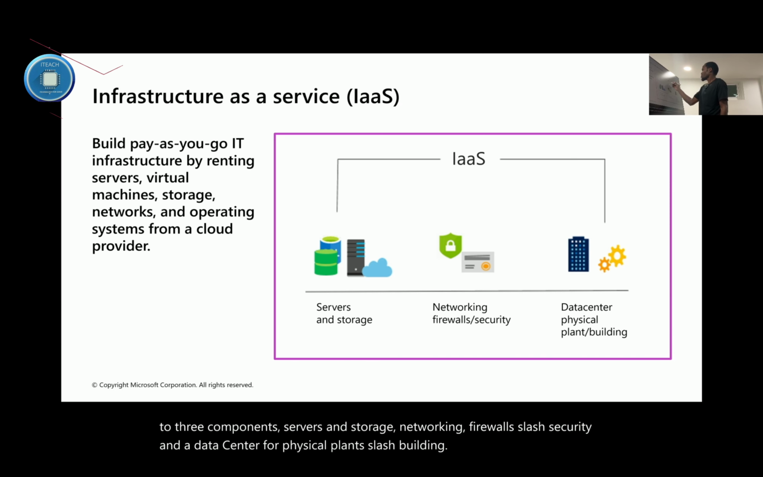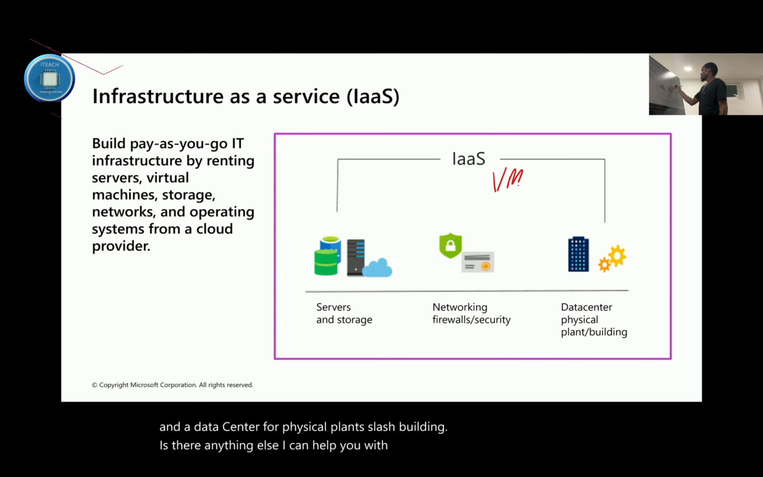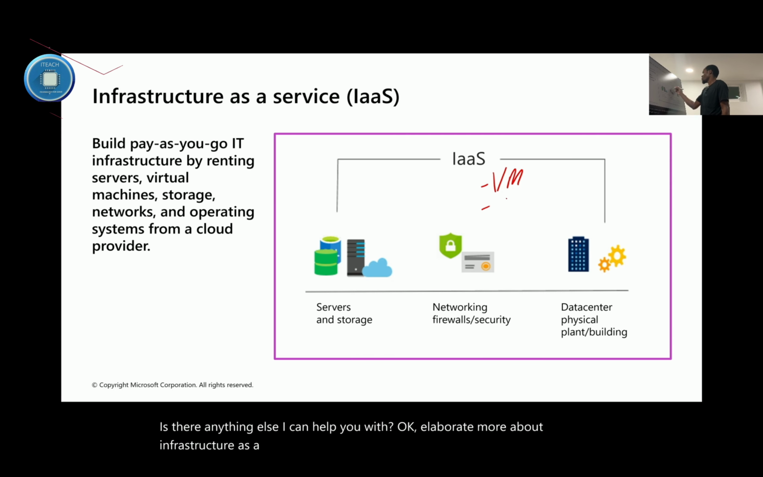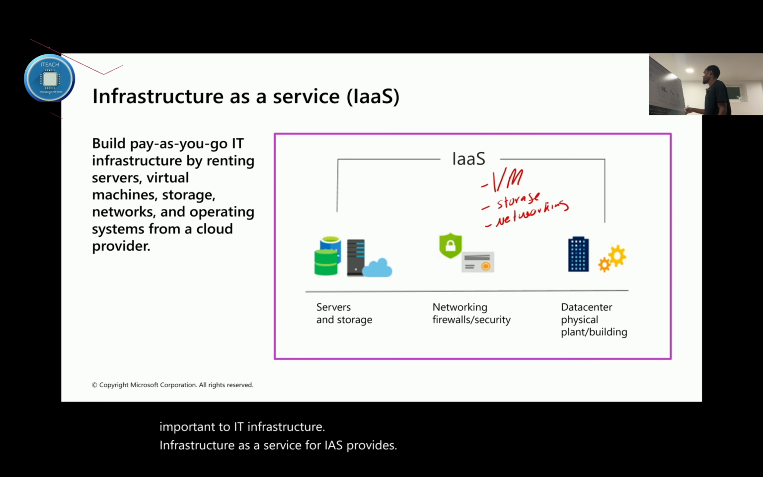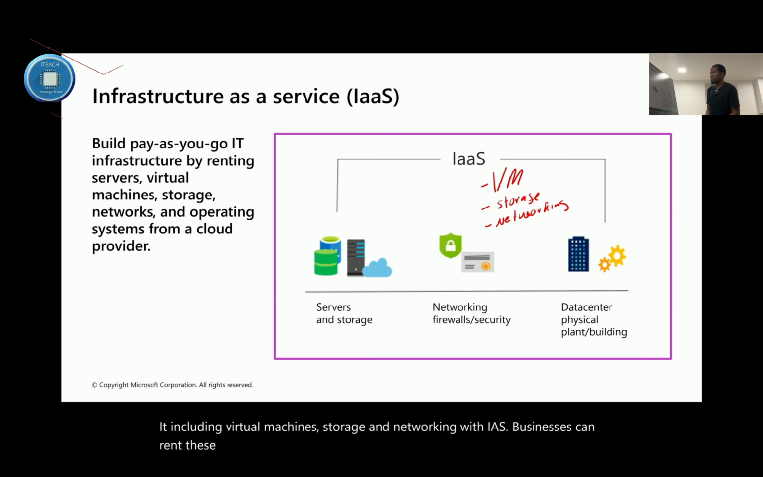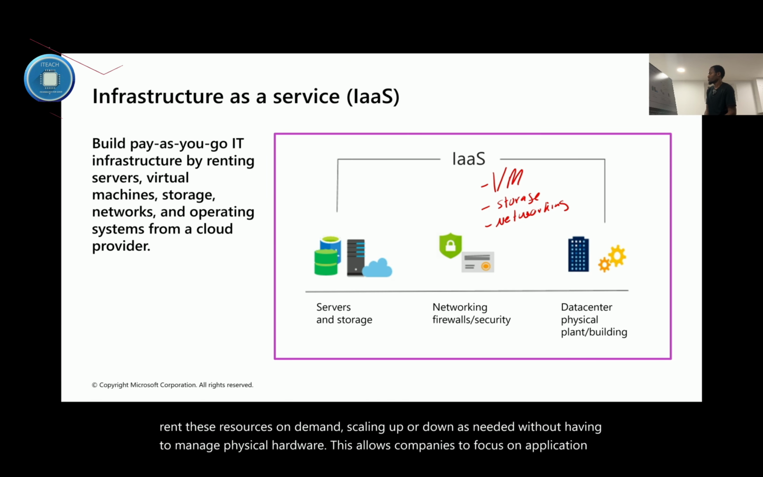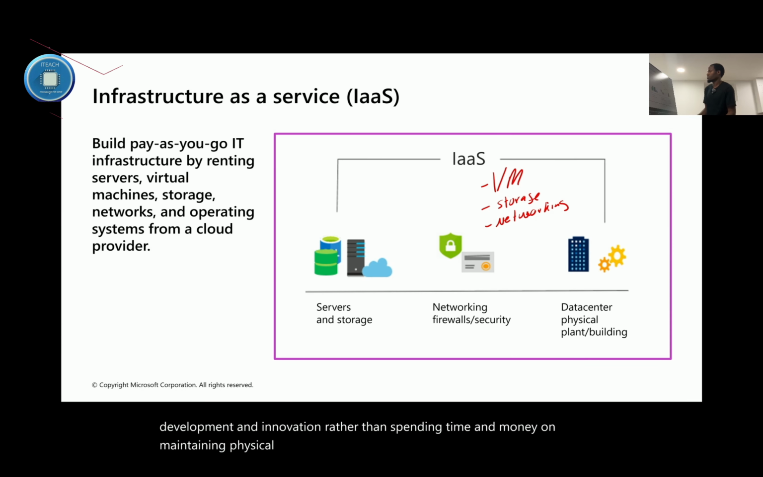Is there anything else I can help you with? Elaborate more about infrastructure as a service and how virtual machine, storage, and networking is important to infrastructure. So infrastructure as a service, or IaaS, provides the core building blocks of IT, including virtual machines, storage, and networking. With IaaS, businesses can rent these resources on demand, scaling up or down as needed, without having to manage physical hardware. This allows companies to focus on application development and innovation rather than spending time and money on maintaining physical servers.